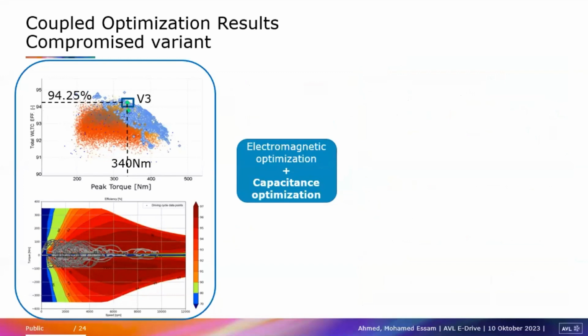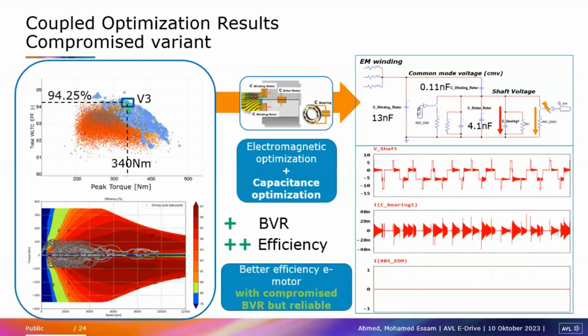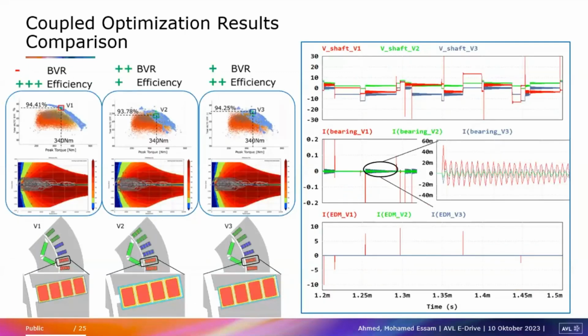And we can find another solution where we get 94.25% with a little bit of increase in the capacitance, a little bit of increase in the bearing voltage and shaft voltage, but still we are safe, for example, no discharges happening. So we compromised on both: better efficiency with a bit compromised voltage ratio. So you can see the summary here, or the comparison between the three of them.